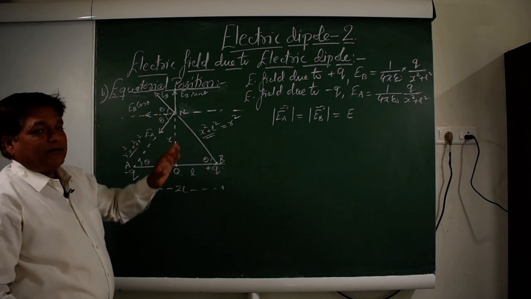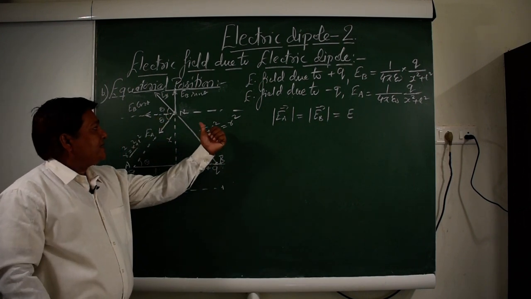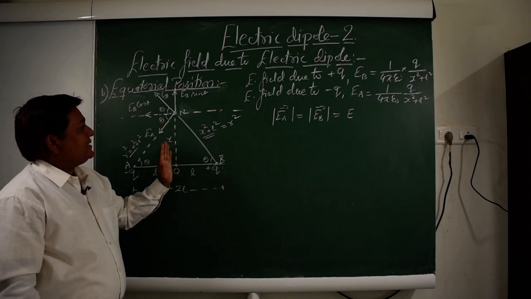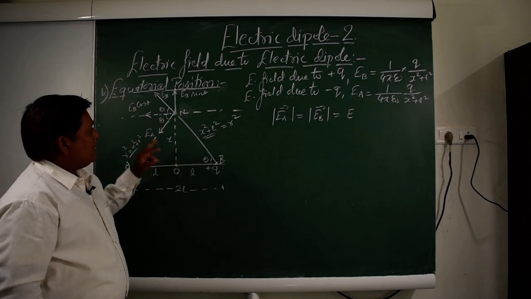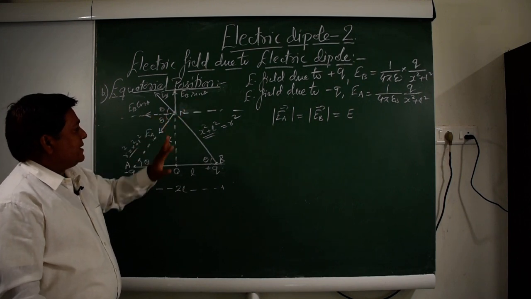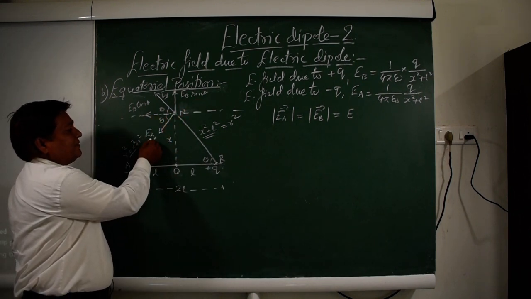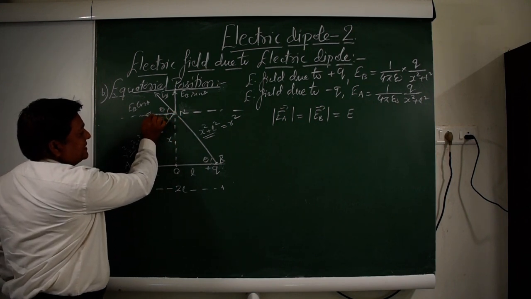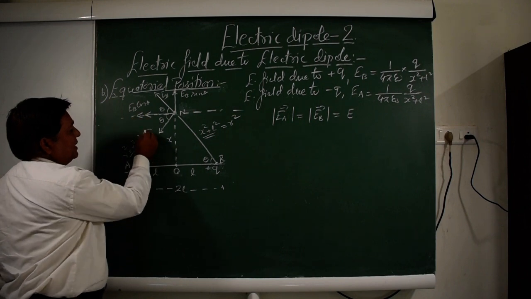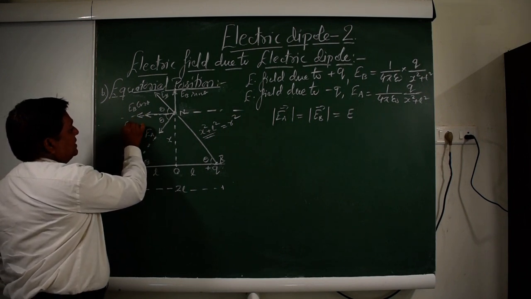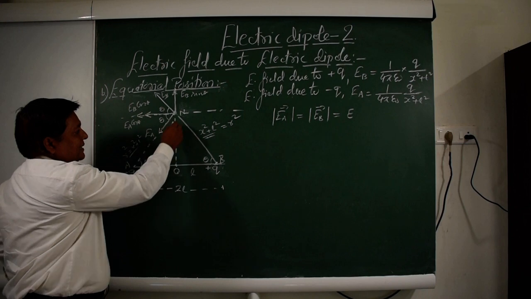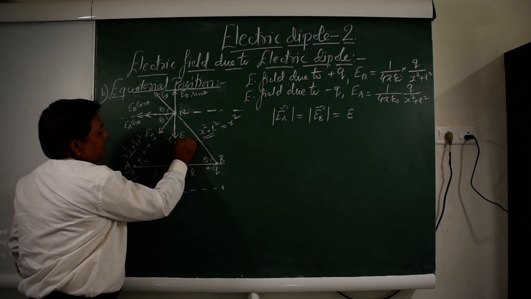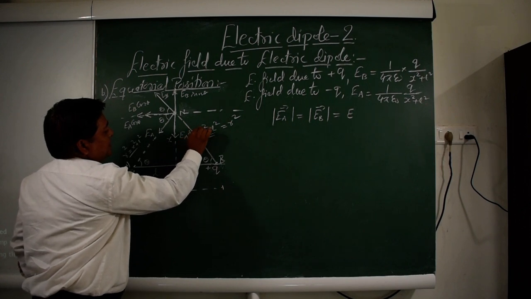We have resolved this EB into two components. One is along the horizontal, that is EB cos theta. Another is perpendicular to it, that is EB sin theta. Now this electric field EA has one component in the same direction, and it will be EA cos theta. Another component will be perpendicular to it, and this will be EA sin theta.